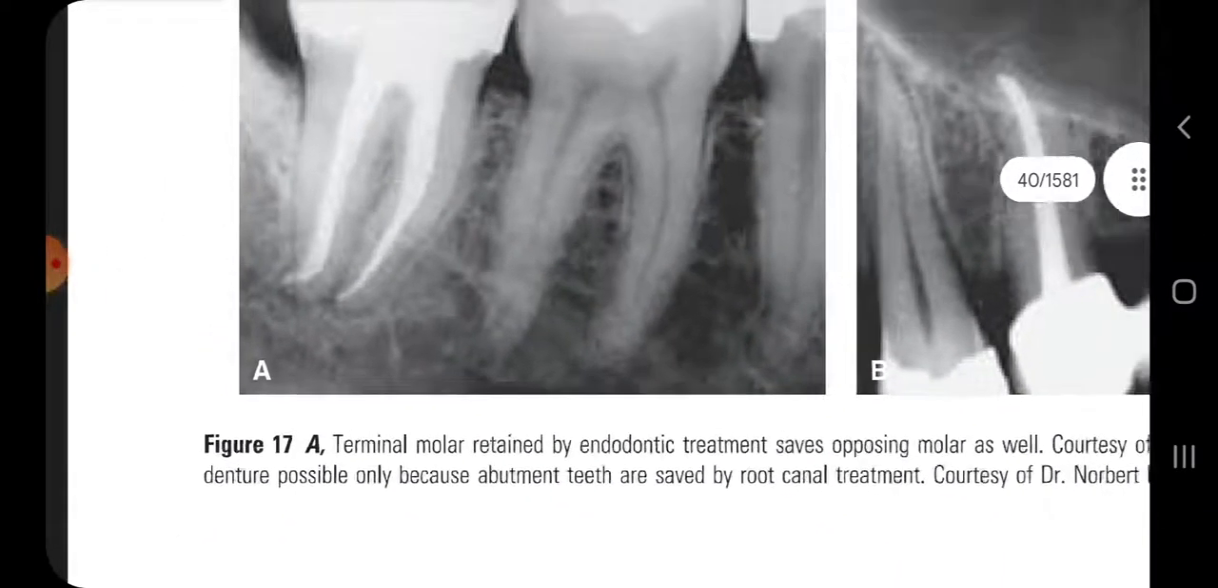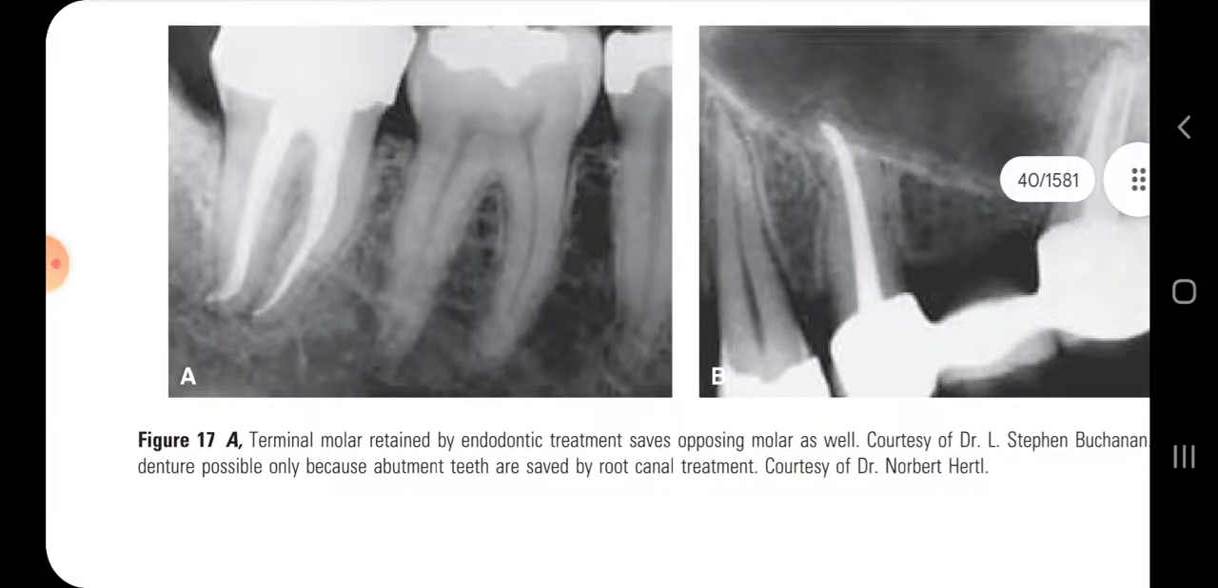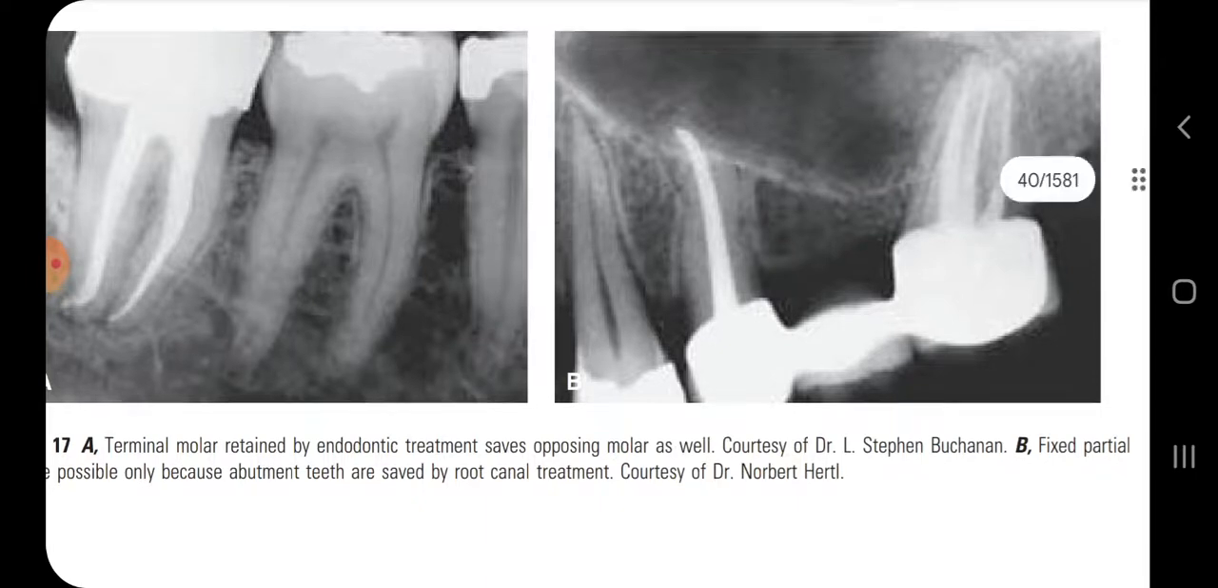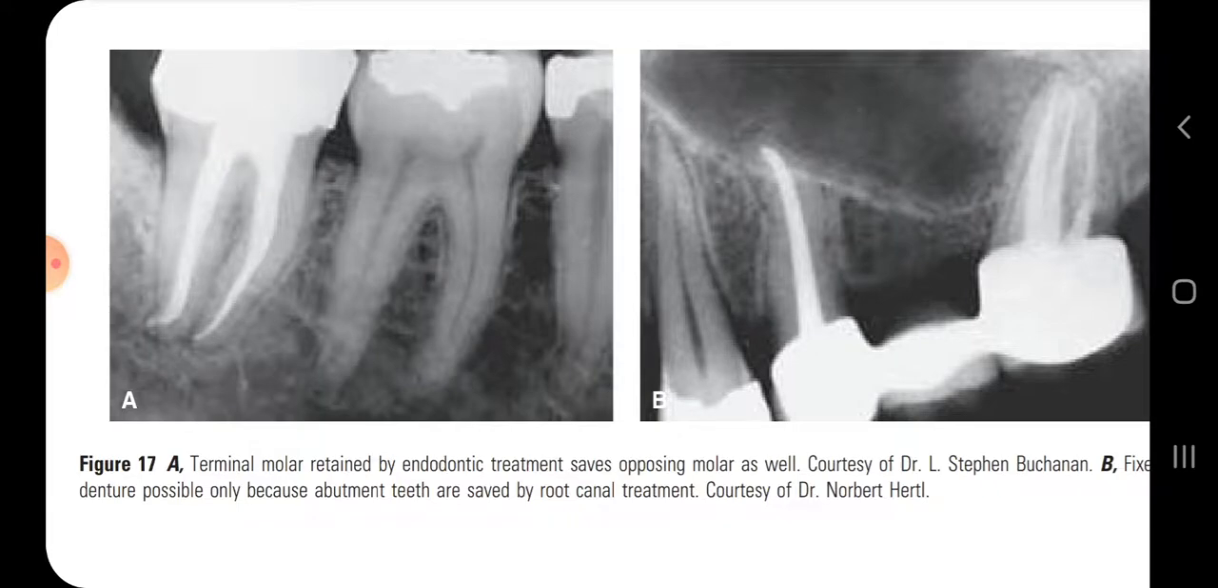In figure 17a, a terminal molar retained by endodontic treatment saves the opposing molar as well. By courtesy of Dr. L. Stephen Buchanan. In figure B, the fixed partial denture is possible only because abutment teeth are saved by root canal treatment.